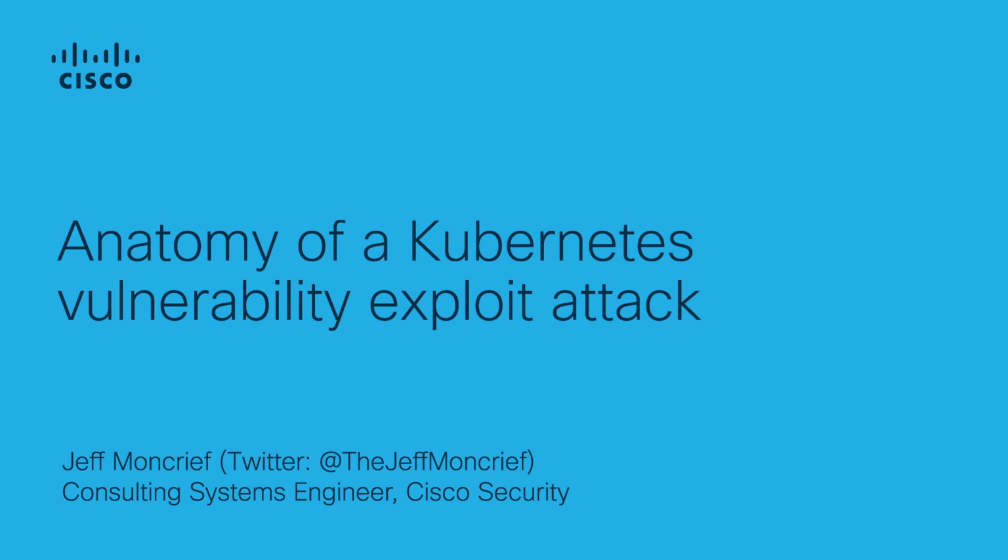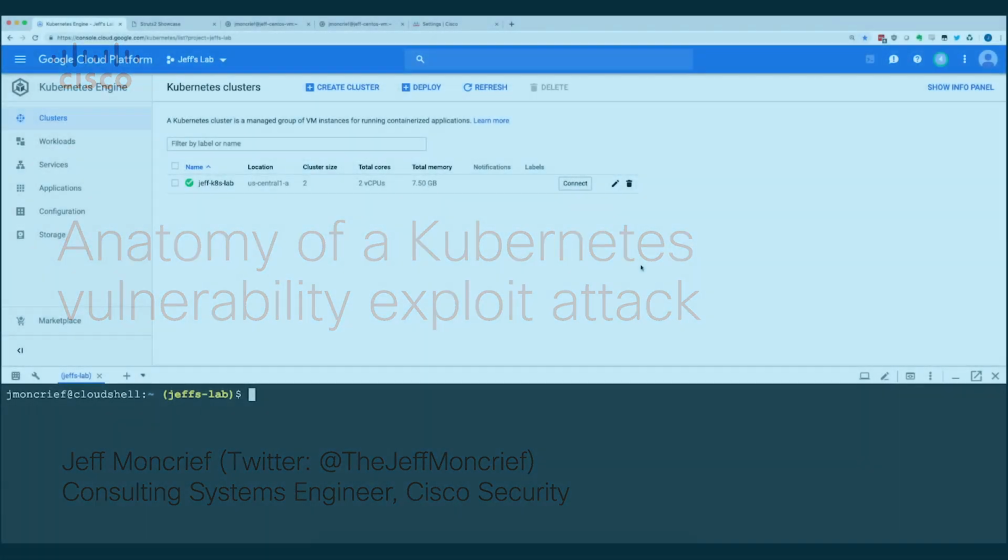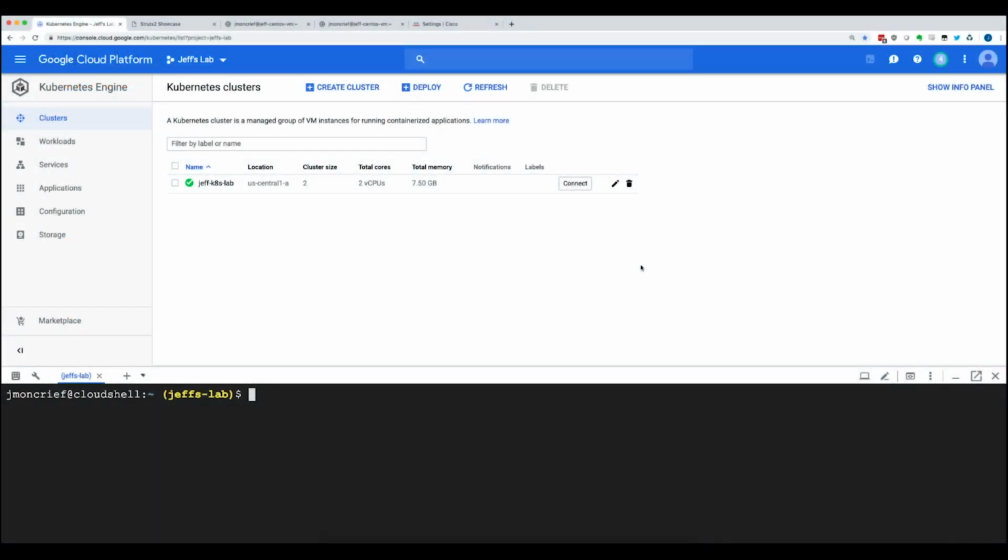StealthWatch Cloud can be used to detect threats that are targeting Kubernetes clusters. To jump right into things, what I've got here is a two-node Kubernetes cluster sitting inside the Google Kubernetes Engine, also known as GKE.